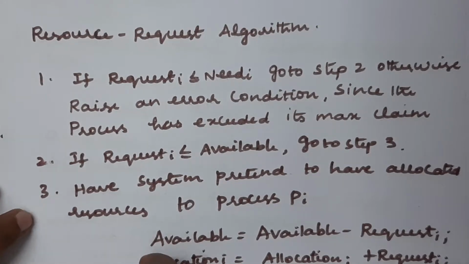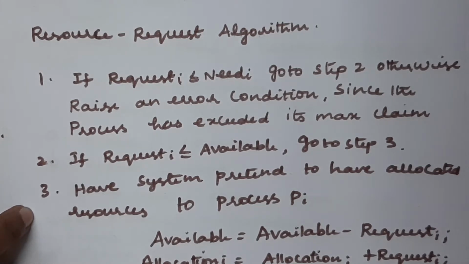Hello everyone. In this video we will discuss the next algorithm belonging to deadlock avoidance, that is the resource request algorithm. In this resource request algorithm we have one more data structure, that is request. We already discussed some of the data structures, which are max, allocation, available, and need. In addition to that we have one more data structure, that is request. Request represents how many resources the process is requesting in the beginning itself.